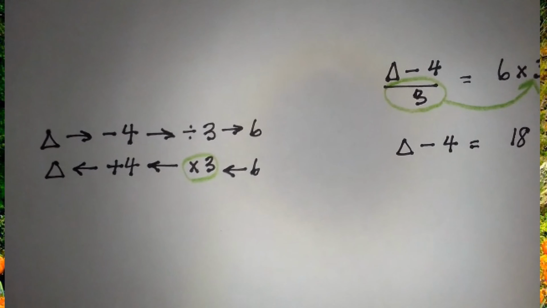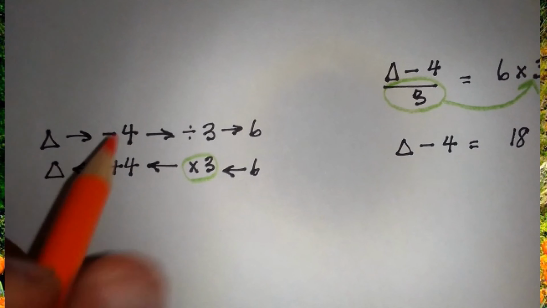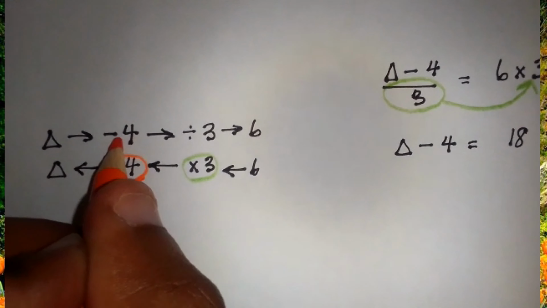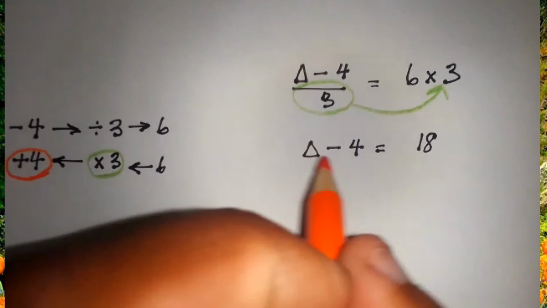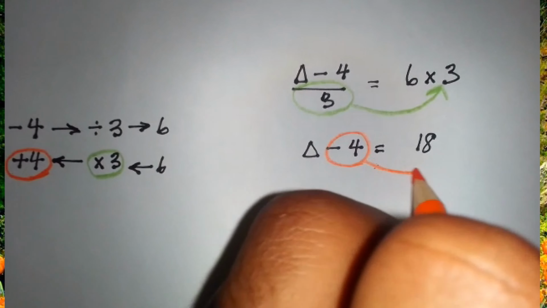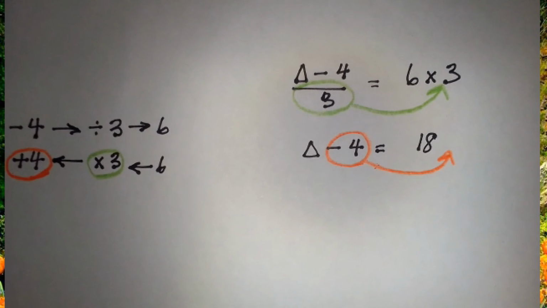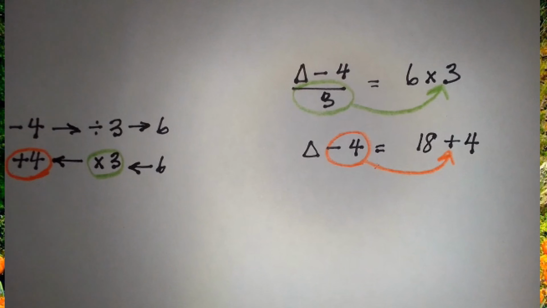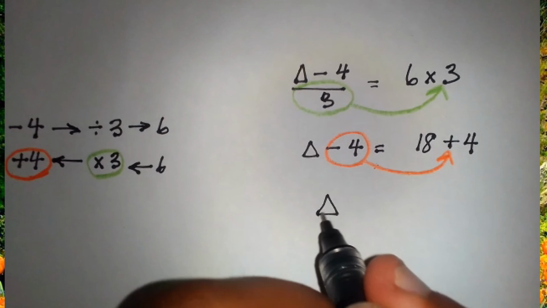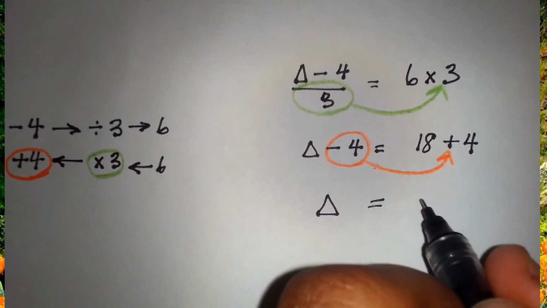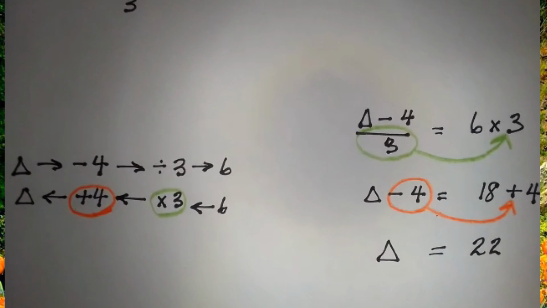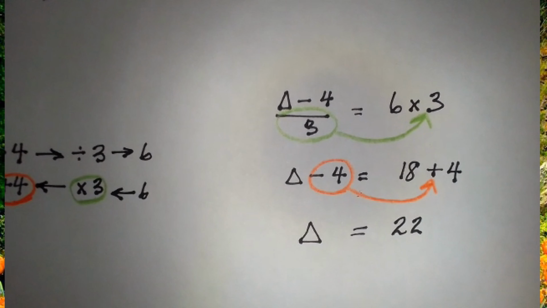Alright. The next step in my flow chart says, well then look, I'm going to have to add 4, which is the reverse of subtracting 4. So I need to move this minus 4 across the equal sign. And when I do so, the minus will change to a plus and the 4 will remain. So triangle is going to be equal to 18 plus 4, which is 22. So the value of triangle is 22. Very easy, not so? Simple.